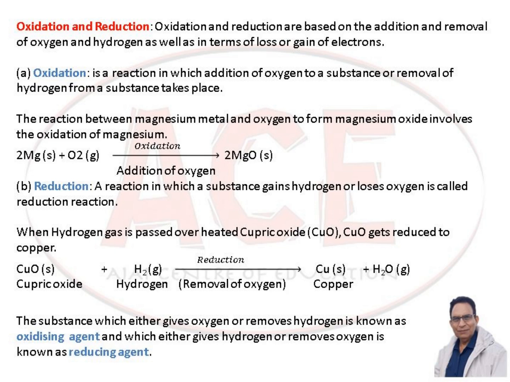The substance which either gives oxygen or removes hydrogen is known as an oxidizing agent, and the substance which either gives hydrogen or removes oxygen is known as a reducing agent.